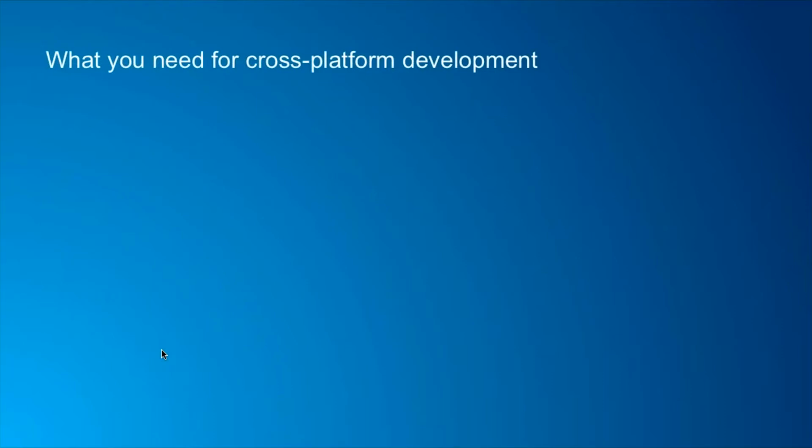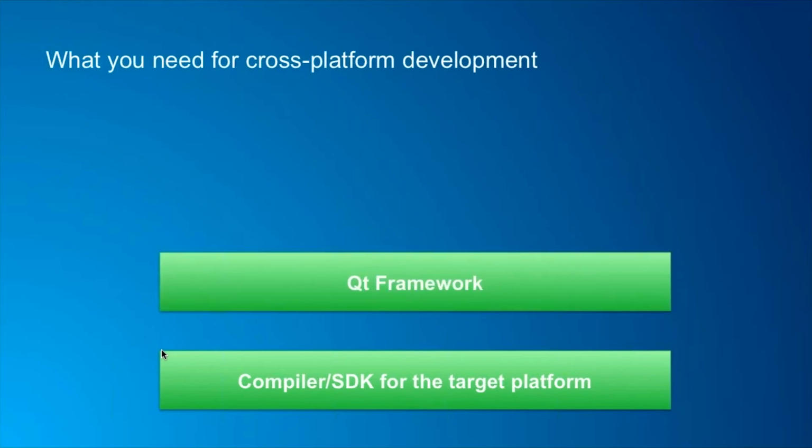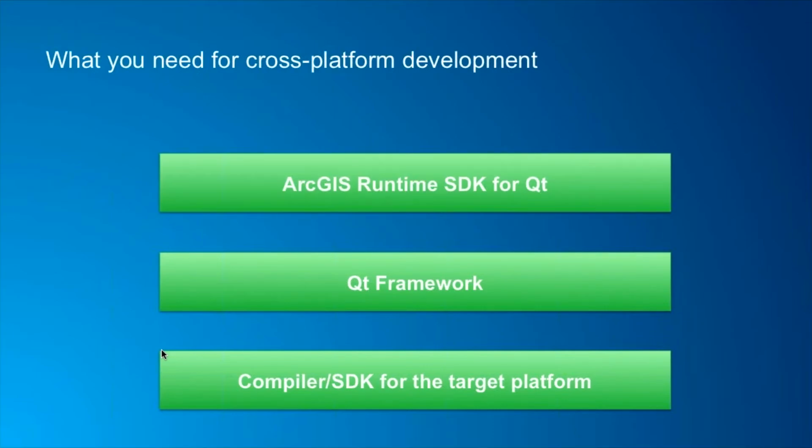So that's a little bit about the development machines, but what do you actually need to install on each of those machines so that you can perform your cross-platform development tasks? The first thing that you're going to need is the compiler and the native SDKs for the target platform that you're working with. On top of that, you'll install the Qt framework. And the Qt framework is what's going to provide you that abstraction layer so you can write your code just against Qt, and then Qt hooks into the compilers and the SDKs for all of the different platforms and figures out all of the differences for you. And on top of that, if you want to develop GIS applications, you'll install the Runtime SDK for Qt.